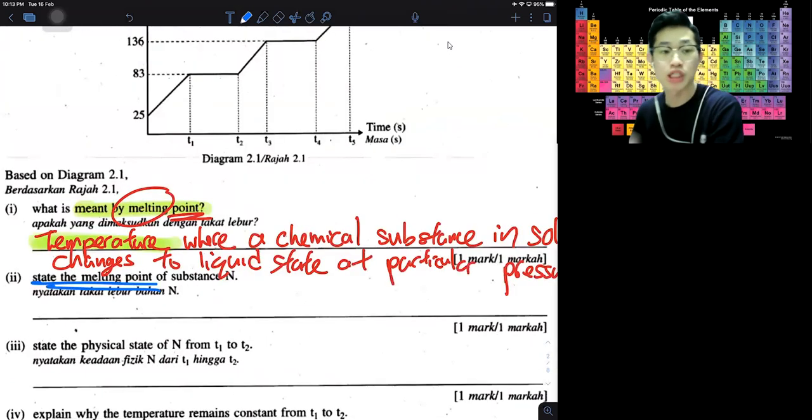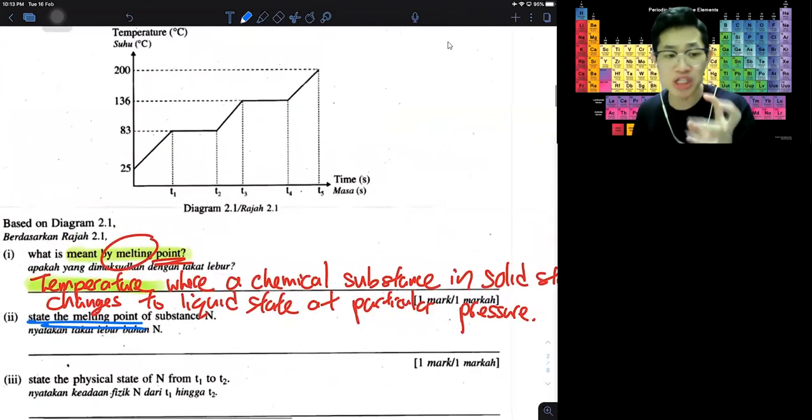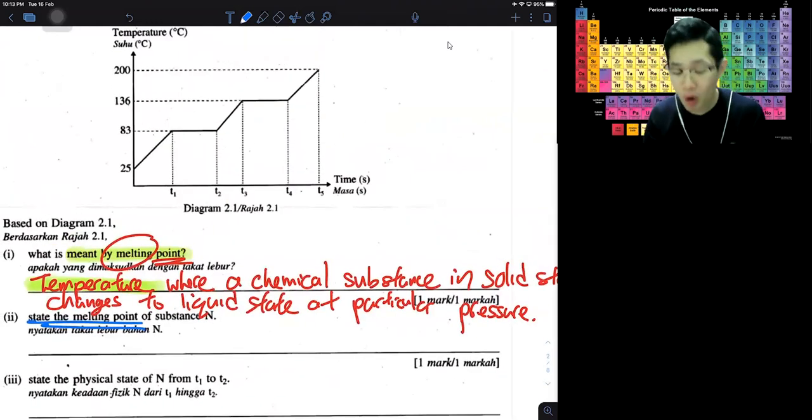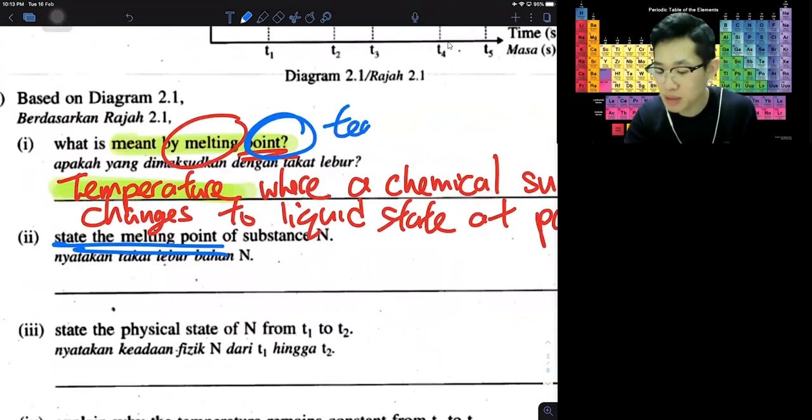Yes, must write the pressure. If you do know the definition, it is okay. All I want you to remember is "point". The meaning of point means temperature.